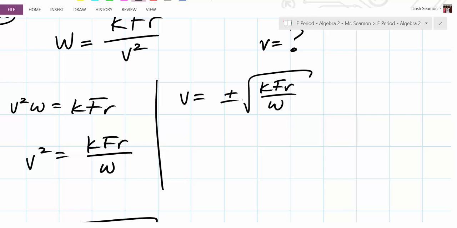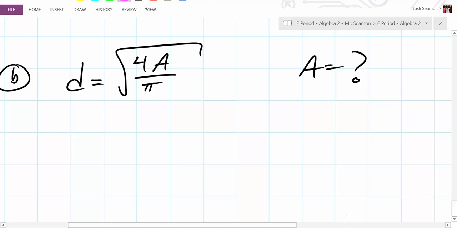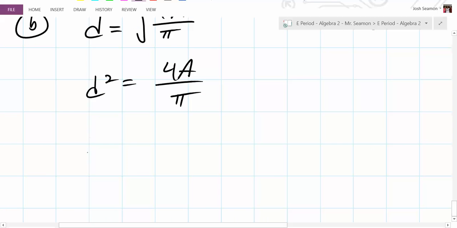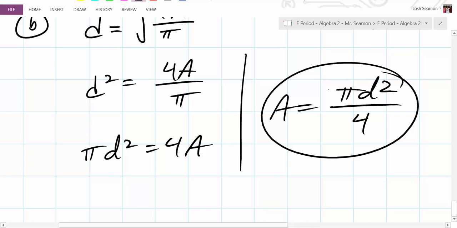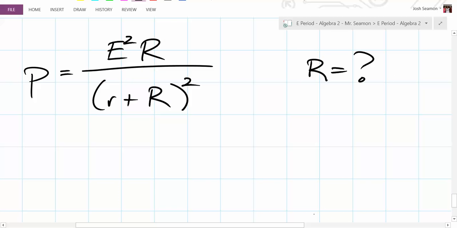But do you understand what we just did right there? Multiply by v squared divided by w, and then square root it. Everything else is just not v, so we don't care about it. Yes, Mar? Did you multiply first step on this one? Yeah. D squared is equal to 4a over. Now what? Yeah, pi d squared equals 4a. Yeah, so a is equal to pi d squared all over 4. All done.